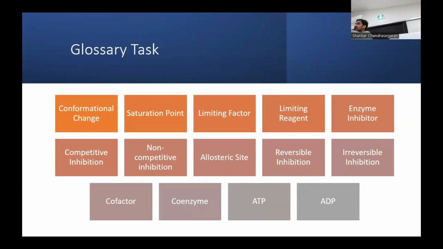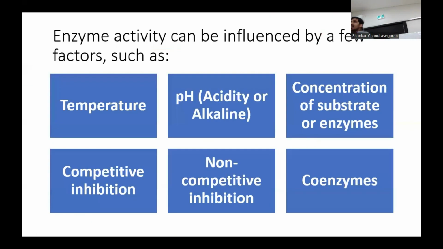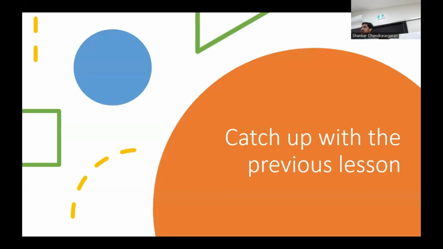Okay, so these are all your glossary tasks as always. And essentially there are six factors, but these two fall under inhibition. Essentially, it has to do with the binding onto the active site, but they work differently. So these six factors will influence how an enzyme can work.